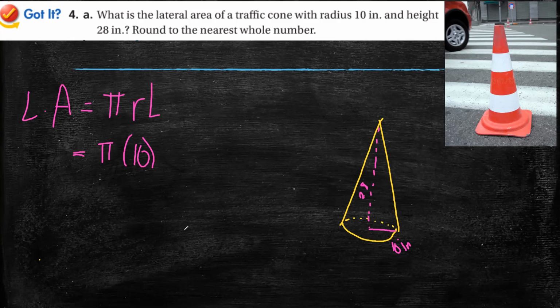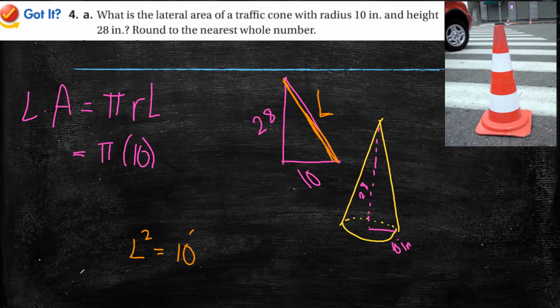I only know that this is the height, 28, and this is the radius of the circle, which is 10, and this is the slant height I need to find. So to find the slant height, let's name it with S or L. What will we use? Pythagorean theorem. If I want to find L, I will say now, L squared is equal to 10 squared plus 28 squared.